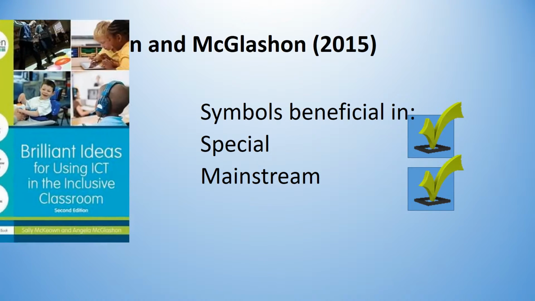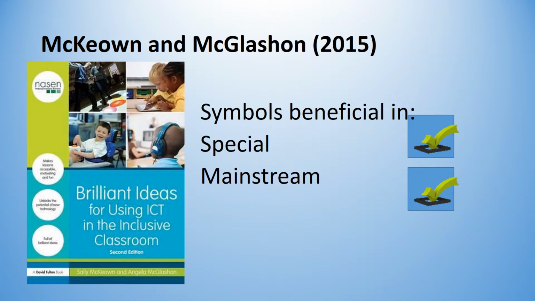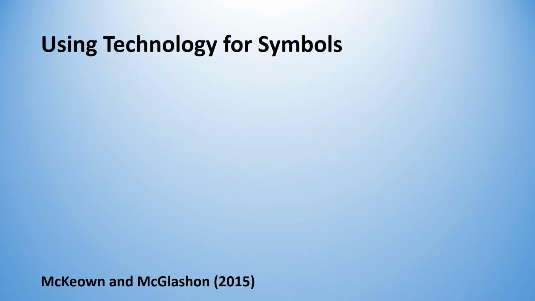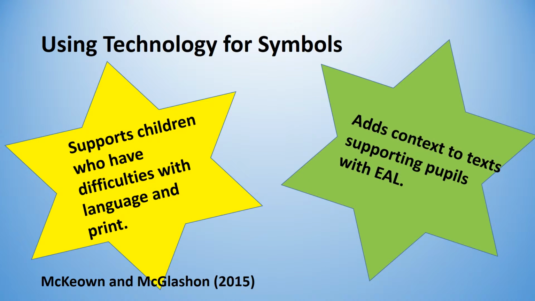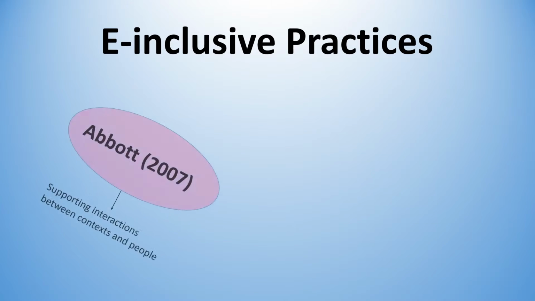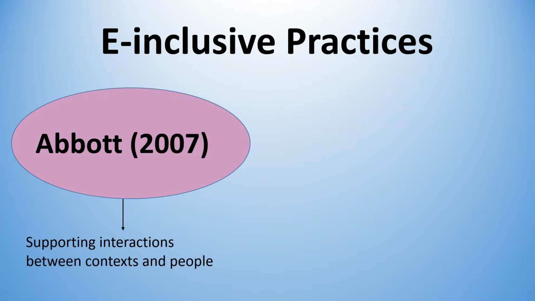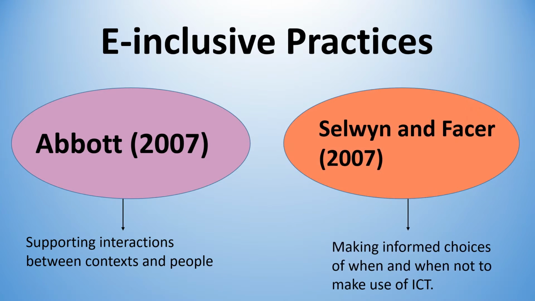McKeown and McGlashan discuss the benefits of using technology with symbols in mainstream schools, particularly for children who may have speech difficulties or English as an additional language. Symbols support communication and organisation skills, provide reinforcement of instructions, help children understand text, and enable children to share their worries and make choices. This can be linked back to Abbott's view of e-inclusive pedagogies. However, Selwyn and Facer define e-inclusive pedagogy as making informed choices about when ICT is appropriate for the child's learning and development in different situations.